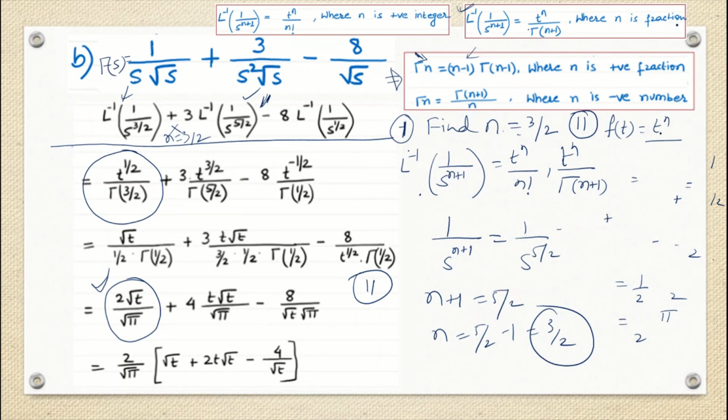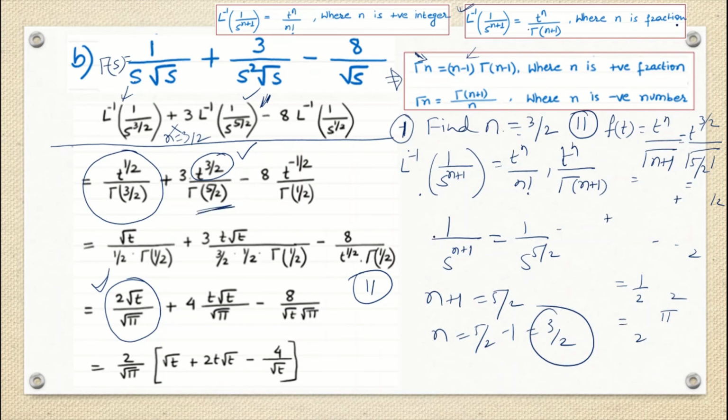So right hand side is t to the power n by gamma n plus 1. Why am I writing gamma n plus 1? Because 3 by 2 again is a fraction. So if it is a fractional value, I have to use this formula. So t to the power 3 by 2 divided by gamma of 3 by 2 plus 1, which gives me gamma 5 by 2. You will see that here t to the power 3 by 2, this 3 was just a constant, and gamma 5 by 2.